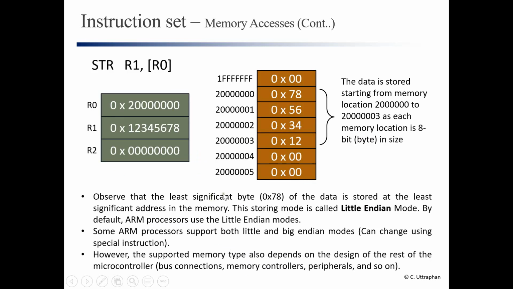Observe that the least significant byte, the hex 78, of the data is stored at the least significant address in the memory. This storing mode is called little endian mode. By default, ARM processors use the little endian mode. Some ARM processors support both little and big endian modes. This mode can be changed using a special instruction. However, the supported memory type also depends on the design of the rest of the microcontroller, bus connections, memory controllers, peripherals, and so on.